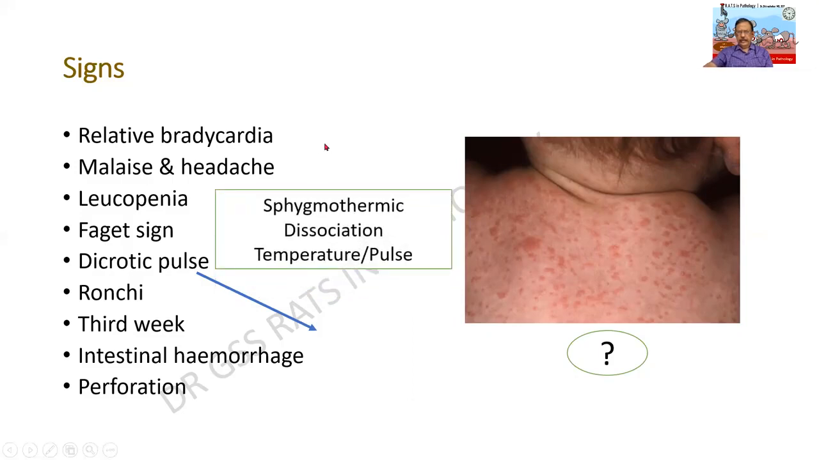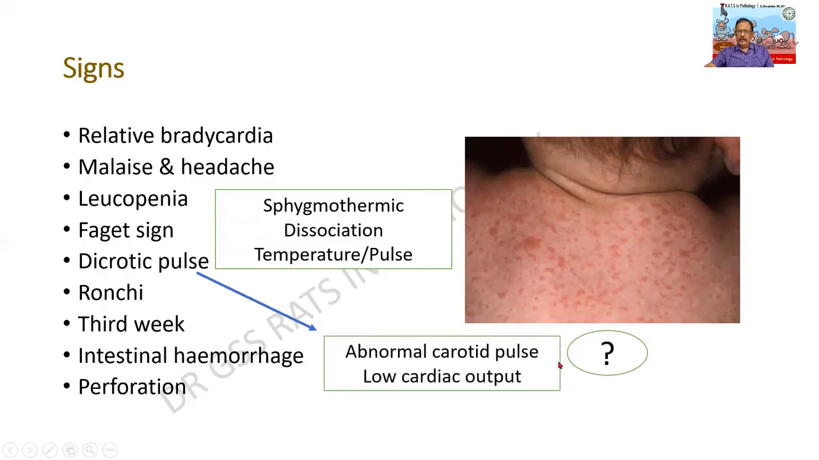And there is a sphygmothermic dissociation. Normally what happens is whenever the temperature increases, the pulse rate also increases. But then there is a dissociation. In such patients, you find that temperature will be increasing. You will be seeing in the subsequent slides, but the pulse is not relatively increased. And that is called Faggot sign. And dicrotic pulse is abnormal cardiac pulse with a low cardiac output. These are all signs that you can see in typhoid.